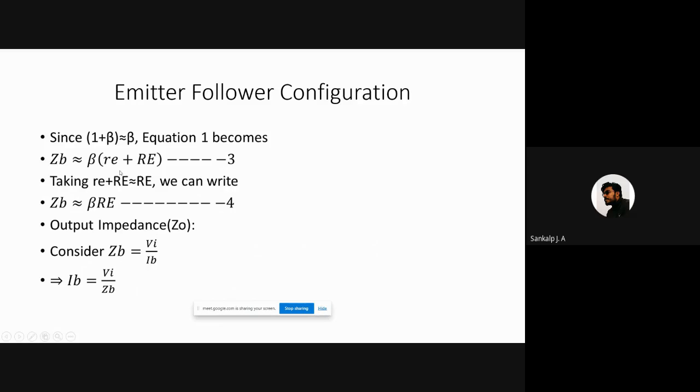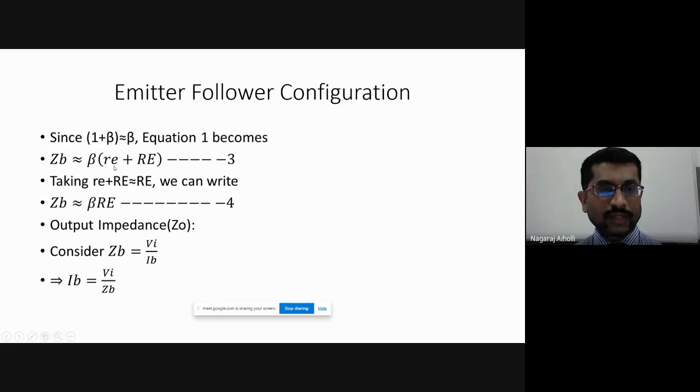Capital Re is larger, sir. Very good. Capital Re is larger because small re is 26 millivolts by I, which is a smaller value. Capital Re is larger as compared to small re. Therefore, re plus Re can be written as approximately equal to capital Re.